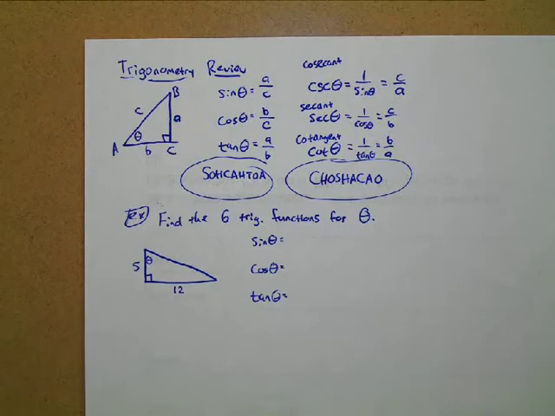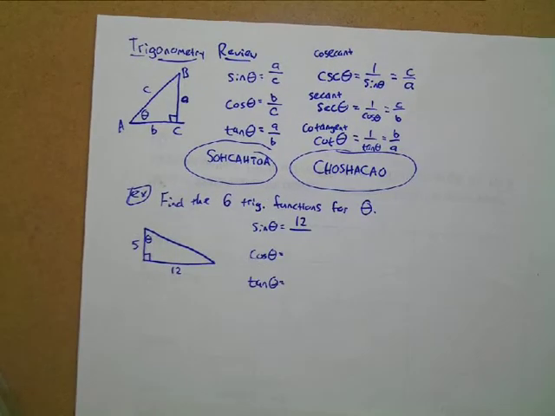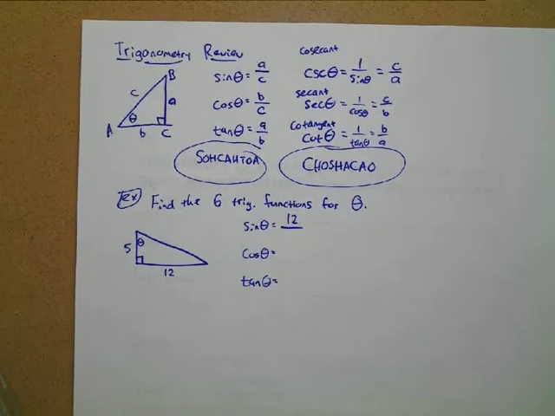What is the opposite and the hypotenuse here? What's opposite from angle theta here? 12 over the hypotenuse of... so leave it blank? No. What should we do? Find it. How?